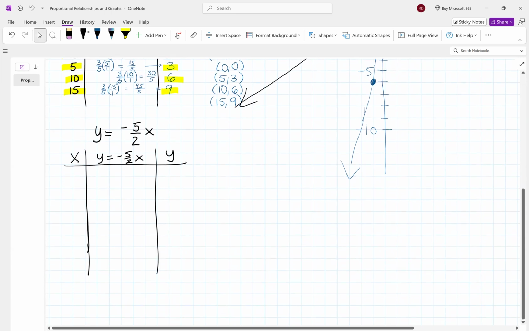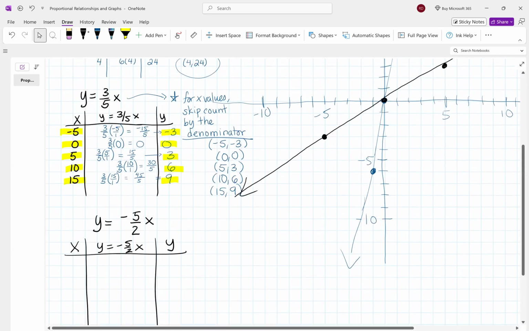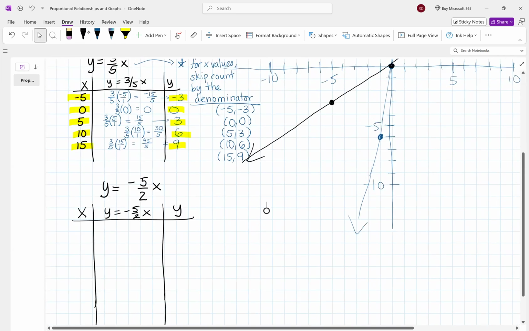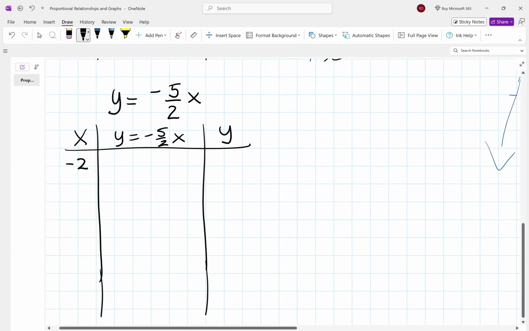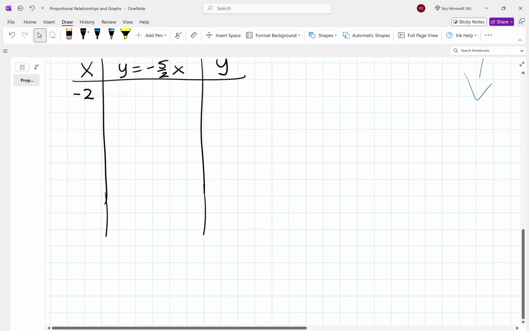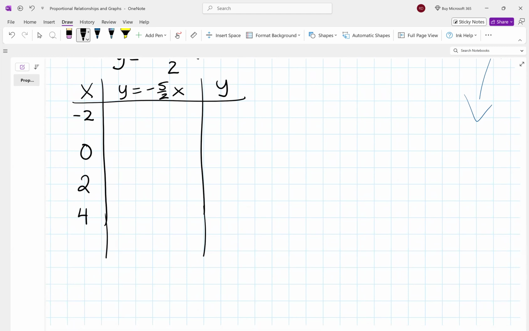So sometimes when we're doing work, it helps to figure out what's going to make it the neatest for us. So remember my hint for fractions, I'm going to skip count by the denominator for my x values. And I'm going to start with a negative. So I'm going to go -2. And I'm giving myself 2 boxes each this time. So -2, then 0, then 2, then 4, and let's do 8.